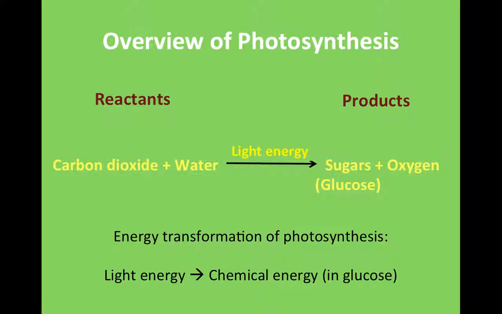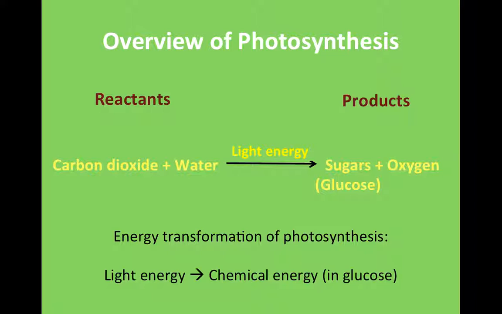Reactants mean that both of these molecules go into the process of photosynthesis to allow it to occur. Light energy is the energy that is used to turn carbon dioxide and water into sugars and oxygen. Now, we need to get a little bit more specific when we say sugars. The sugar that is made by photosynthesis is mainly glucose, which is C6H12O6. So it's very important that you know what C6H12O6 is.